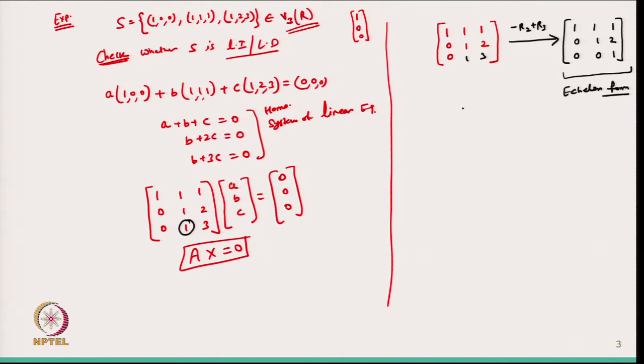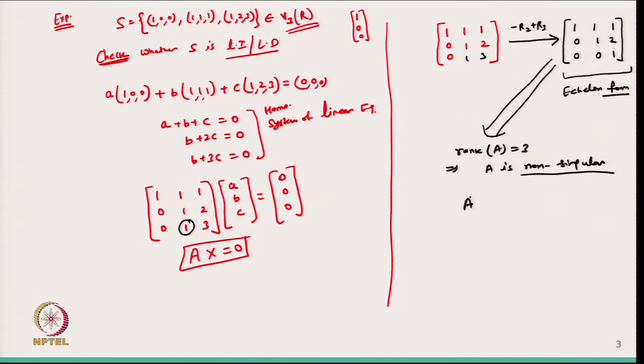So, echelon form. Now, from this matrix you can check that the rank of this matrix is 3, it means A is non-singular, and if it is a non-singular matrix, then I can take the inverse of that one. So, Ax equal to 0 can be written as x is equal to A inverse 0.